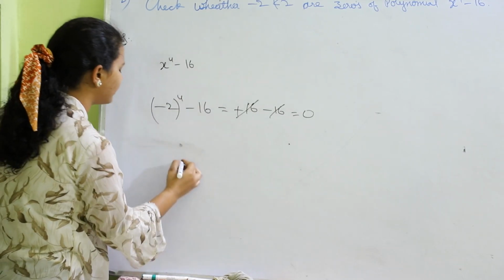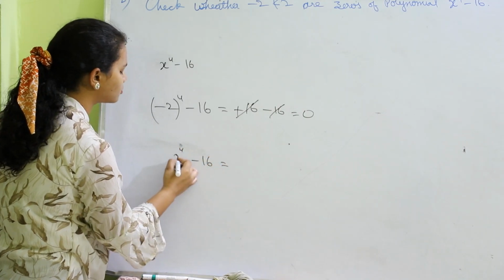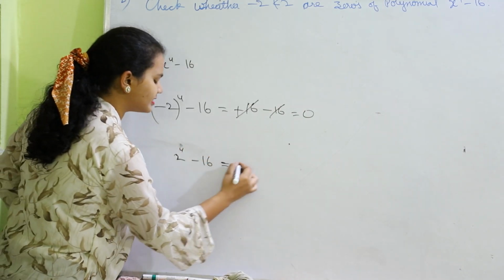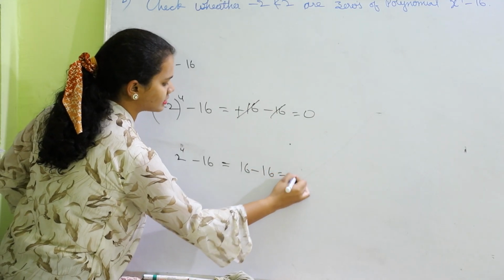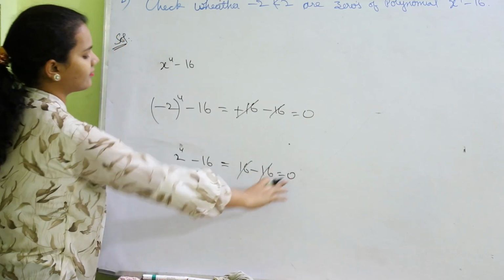Now let's go for the second one, where 2 power 4 minus 16. 2 power 4: 2 twos are 4, 4 twos are 8, 8 twos are 16, right? So then 16 minus 16 is equal to 0. Here plus 16 minus 16 gets cancelled and we are getting 0.